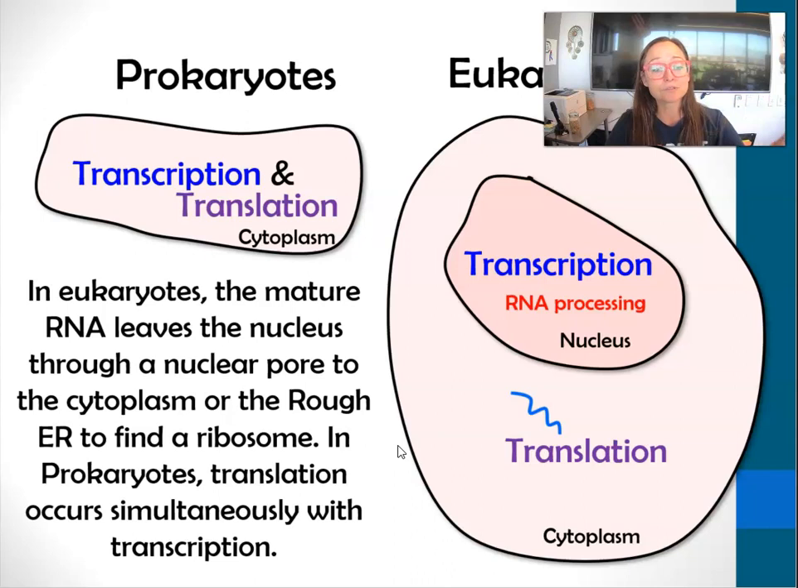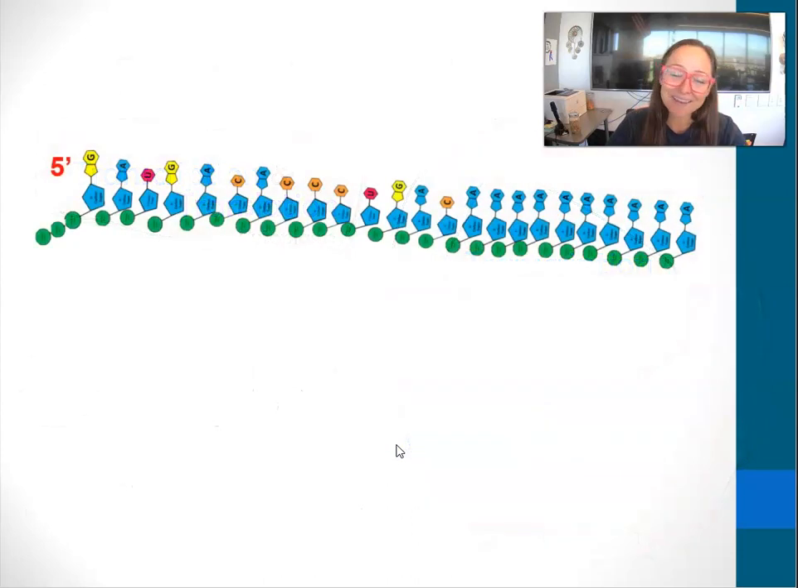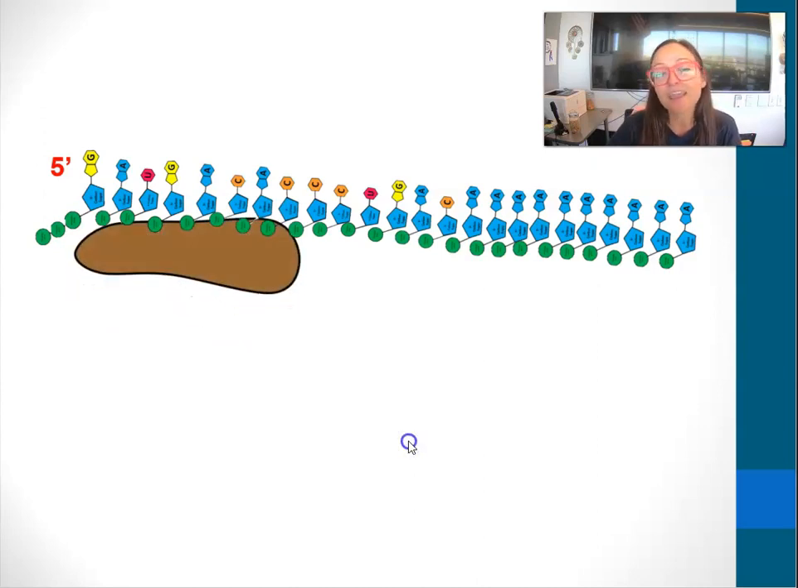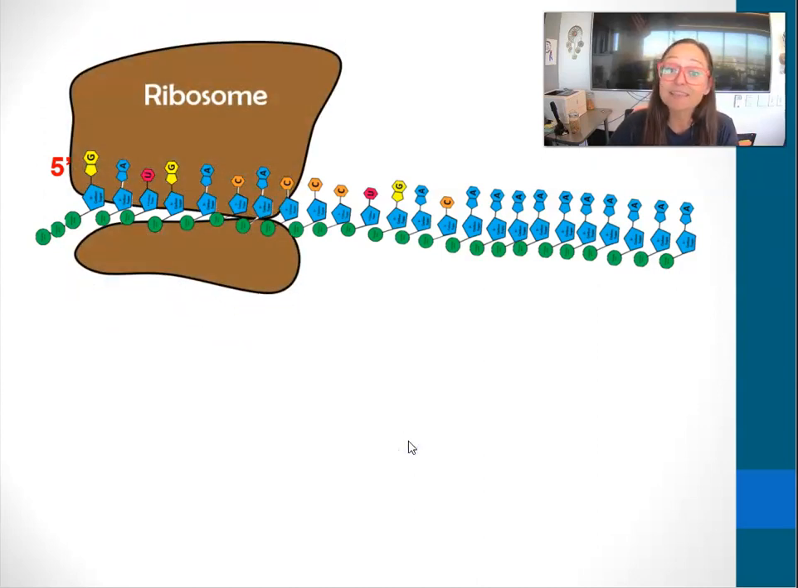In prokaryotes, transcription and translation are happening together in the cytoplasm at the same time. All right, there's no RNA editing there. So now let's go ahead and look at this mature mRNA. I can see the 5' cap and the poly A tail. A ribosome comes in two parts. You have a small ribosomal subunit and a large ribosomal subunit that will come and attach to the mRNA.